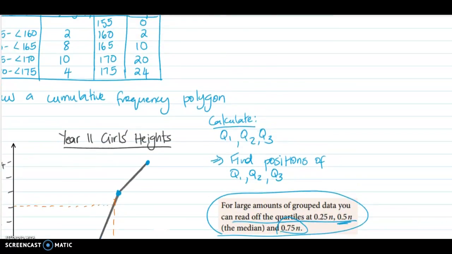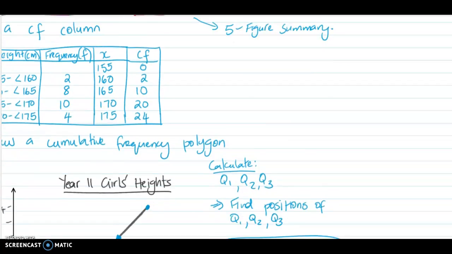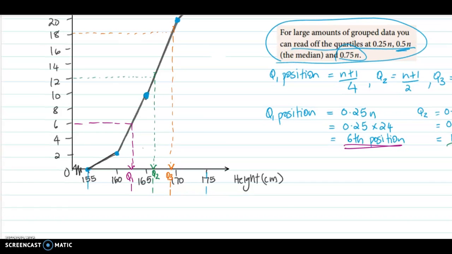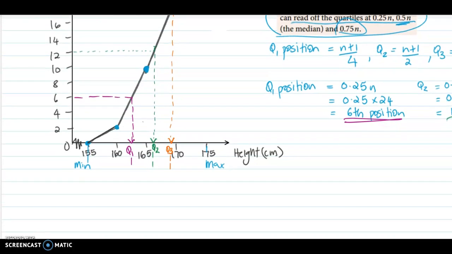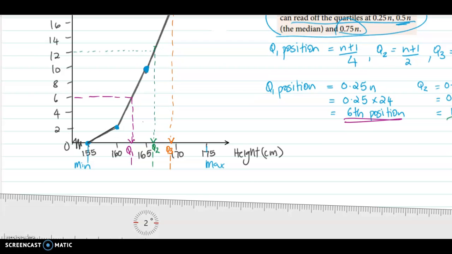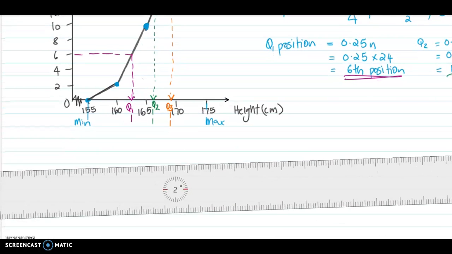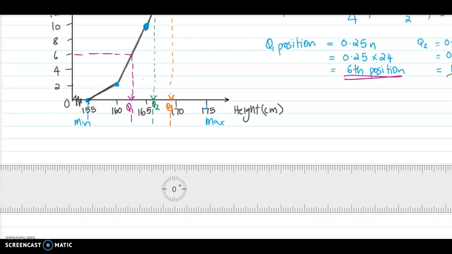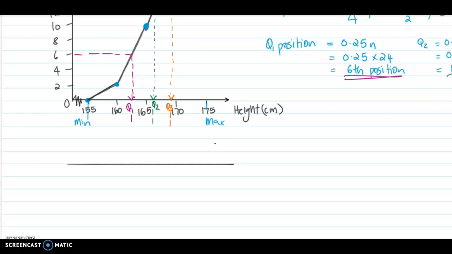But the second part to that was to construct a box plot. As we can see, we've identified what our Q1, Q2, and Q3 are. Obviously, 155 is our minimum value over here, and 175 is our maximum value. Okay, so let's draw a box plot using the same axis.